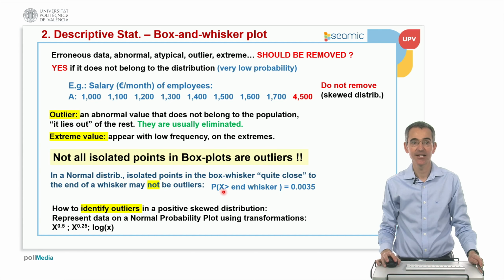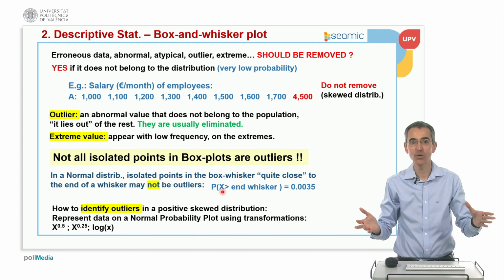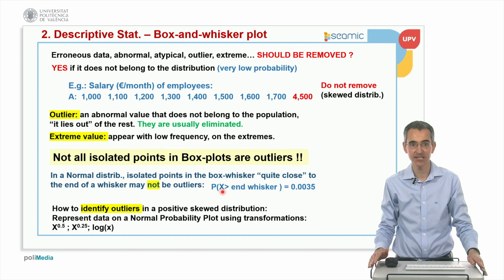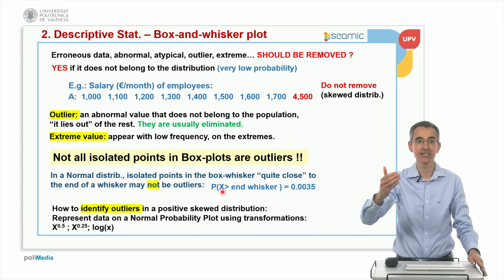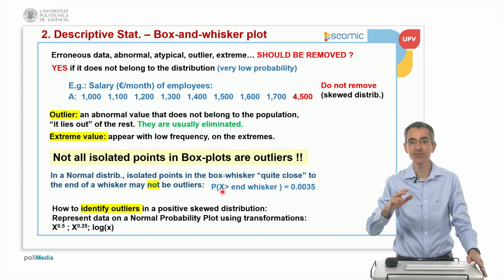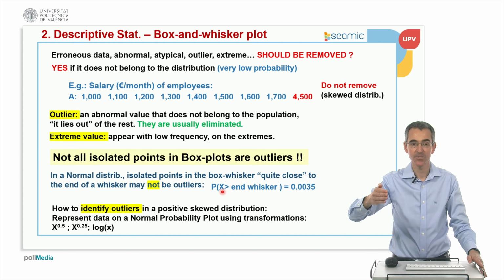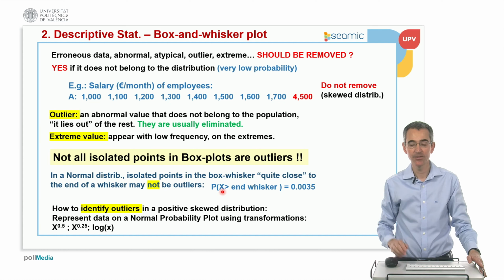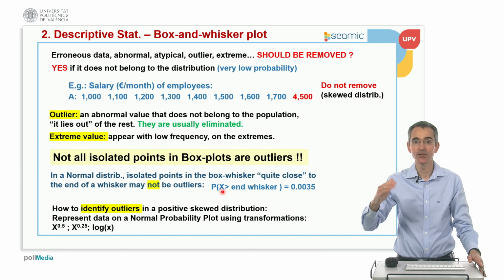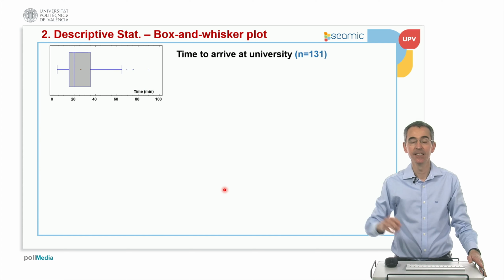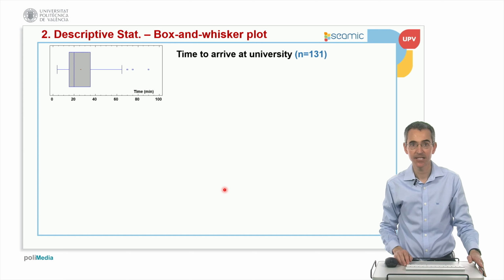So then, what is the best method to identify outliers to be removed in the case of positively skewed distributions? Well, my advice is to represent the data on a normal probability plot using different kinds of transformations. First the square root, then the fourth root, and then the logarithmic. The normal probability plot will be explained in detail in another video, but as it is useful here, I will talk about it somewhat.